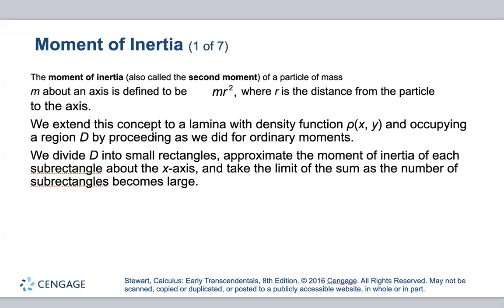Well, as you might have guessed by now, you take that lamina, divide it up into rectangles, and then use the fact that the moment of inertia about each little rectangle, when you're using a particle as a point in that rectangle, can be obtained by taking a Riemann sum.